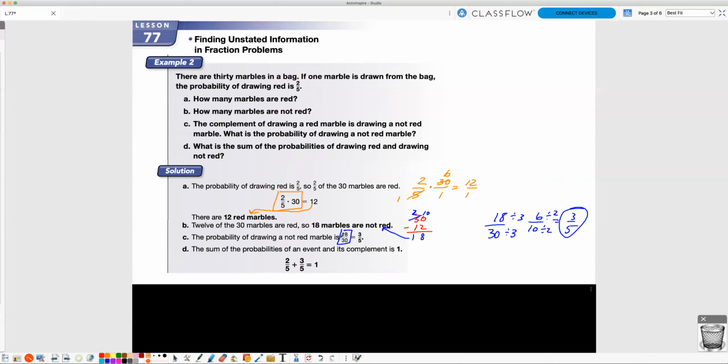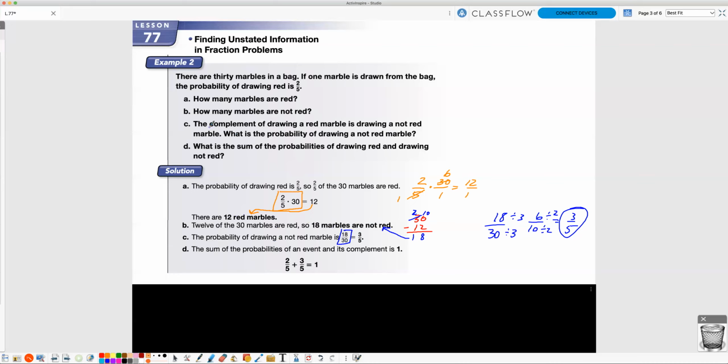It doesn't say what the other colors are, but we do know that 12 of the marbles are red. We don't know what the other colors are, but we know that 18 of them are not red. And then it asks, the complement of drawing a red marble is drawing a not red marble.